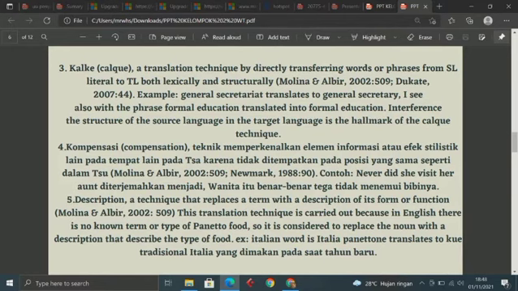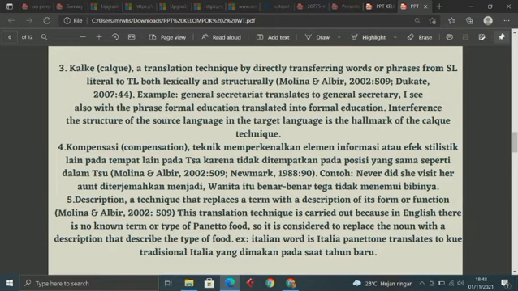Calque, a translation technique by directly transferring words or phrases from SL, literal to TL both lexically and structurally. Molina and Albir, 2002, 509, Ducate, 2007, 44. Example: General Secretariat translated to General Secretary, and formal education translated into formal education. Interference of the structure of the source language in the target language is the hallmark of the calque technique.